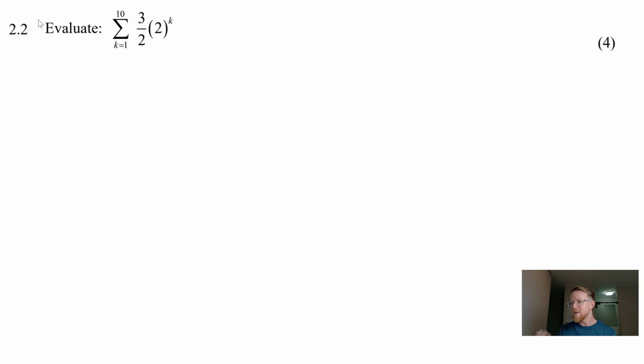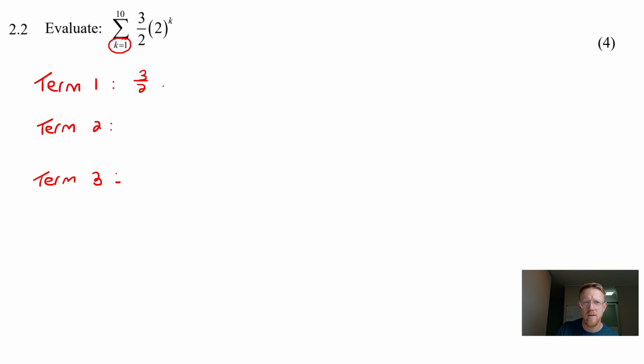Evaluate. This is a pretty straightforward question. There's nothing funny about this. All we need to do is work out whether this is arithmetic or geometric. To do that, you find the first 3 terms: term 1, term 2, and term 3. To find term 1, you take whatever this number is and plug it into the expression. That's going to be like that, and this would eventually give us 3.